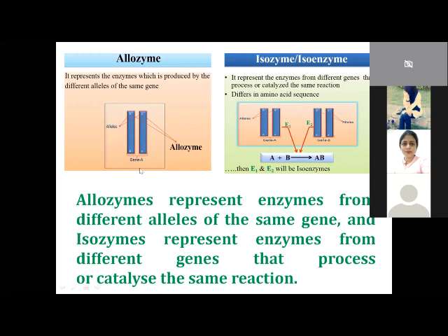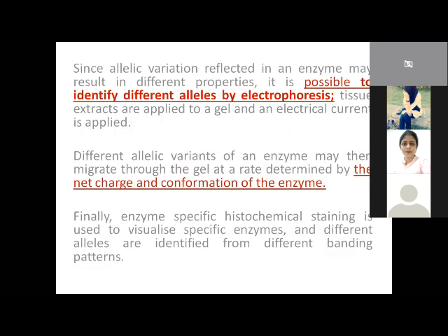Both techniques can be used for the same purpose, identification of stocks, because the different alleles of the same gene mean genetic variation, and isozymes have the same purpose. So just see how this allelic variation, which is reflected in the enzyme, can be identified and used for identification. First we'll discuss how it can be used. The very first thing: I am telling you two different alleles code two different forms. So how can we differentiate these two different forms?